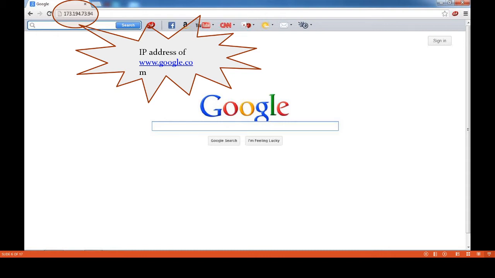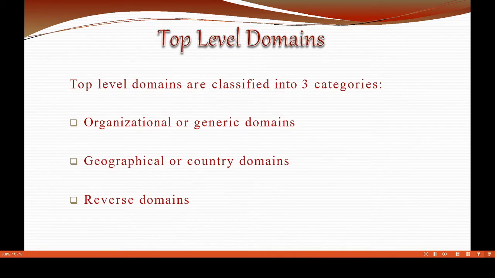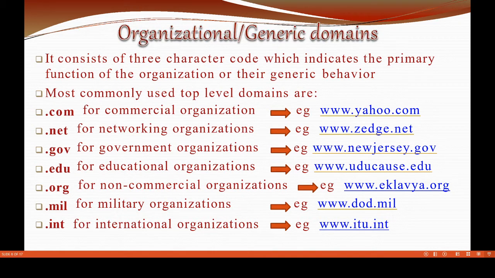Top level domains are classified into three categories. The first one is organizational or generic domains, the second is geographical or country domains, and the third is reverse domains. These are the top level domains. Organizational generic domains consist of three-character codes which indicate the primary function of the organization, their generic behavior. The most common top level domain is .com, a commercial organization, like www.yahoo.com, and .net is a networking organization.